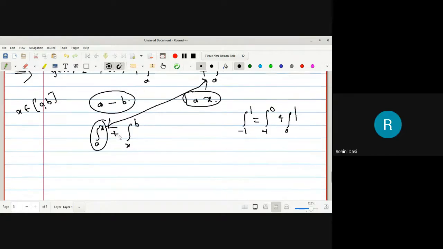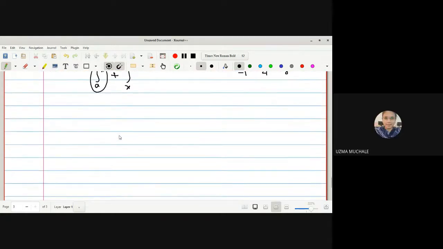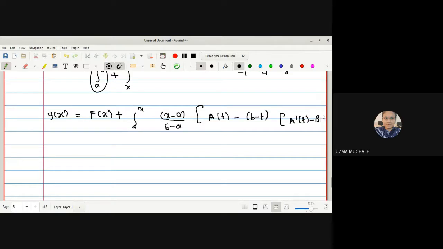If yes, let me write down this step directly. With a to b, I will write down this as a to x plus x to b. This is with f of x plus a to x. It will be with x minus a divided by b minus a. And the terms we have is a of t minus b minus t. And here we have a dash of t minus b of t.